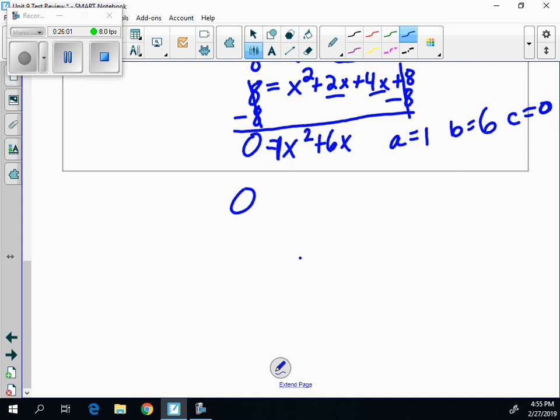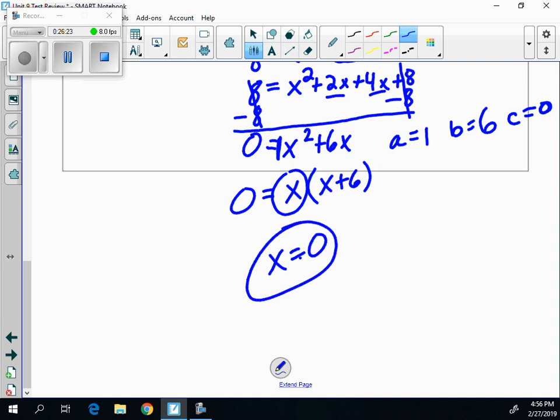And the idea behind factoring and solving using factoring is to set each factor equal to 0. So like x is a factor, so set that equal to 0. Well, it's already solved. x equals 0. That's one of my solutions. And then the other factor is x plus 6. Let's set that equal to 0 and solve for it. And you get negative 6 is also a solution.